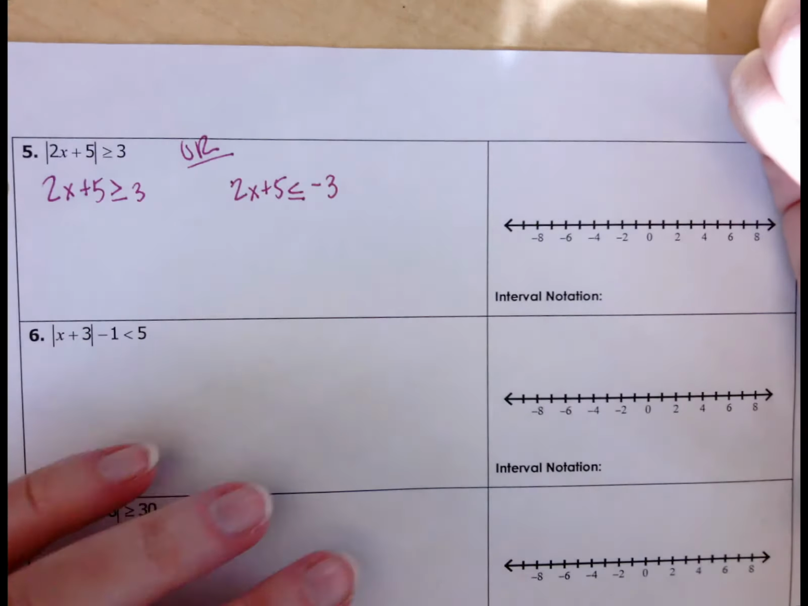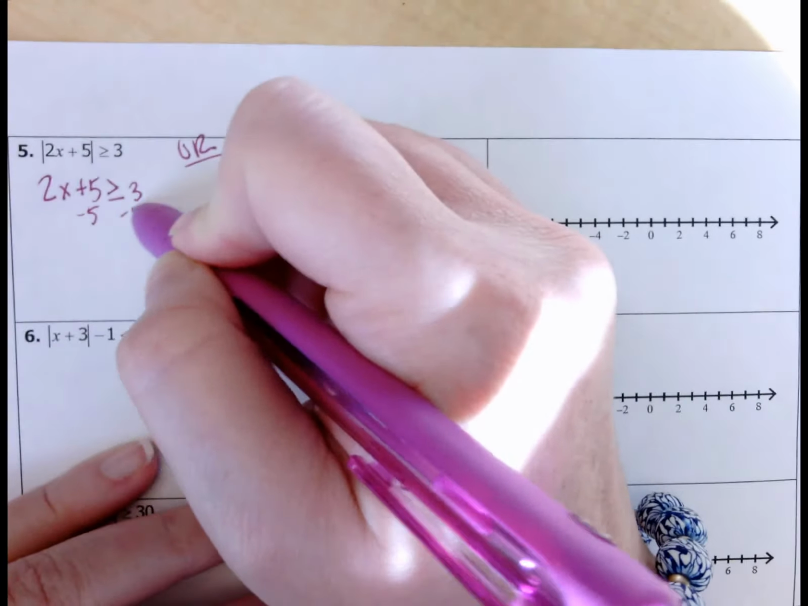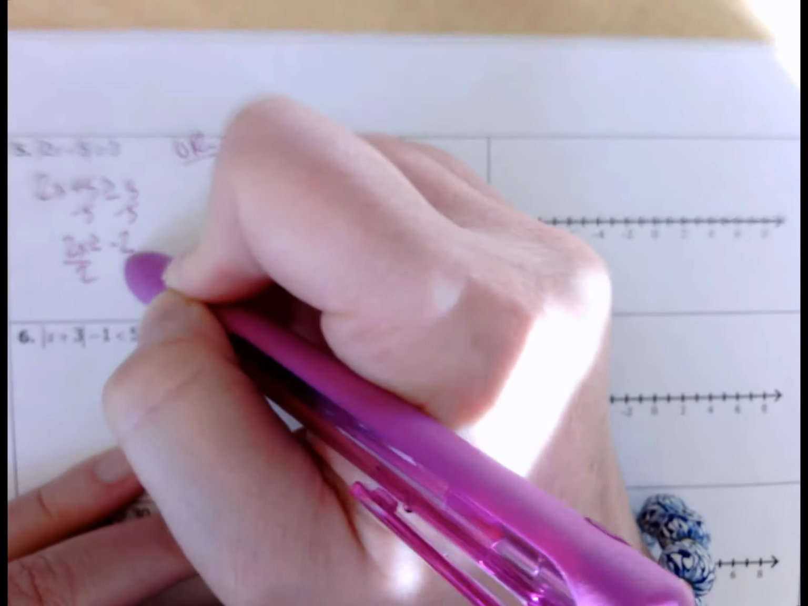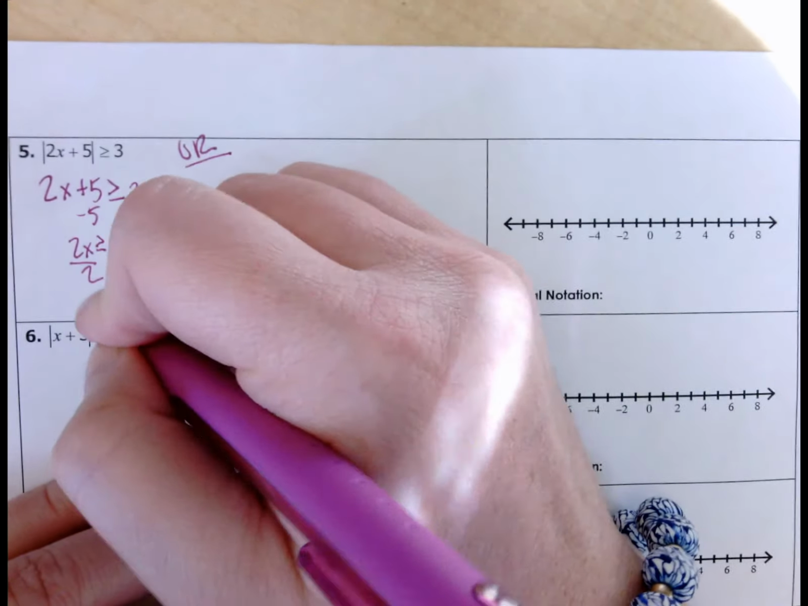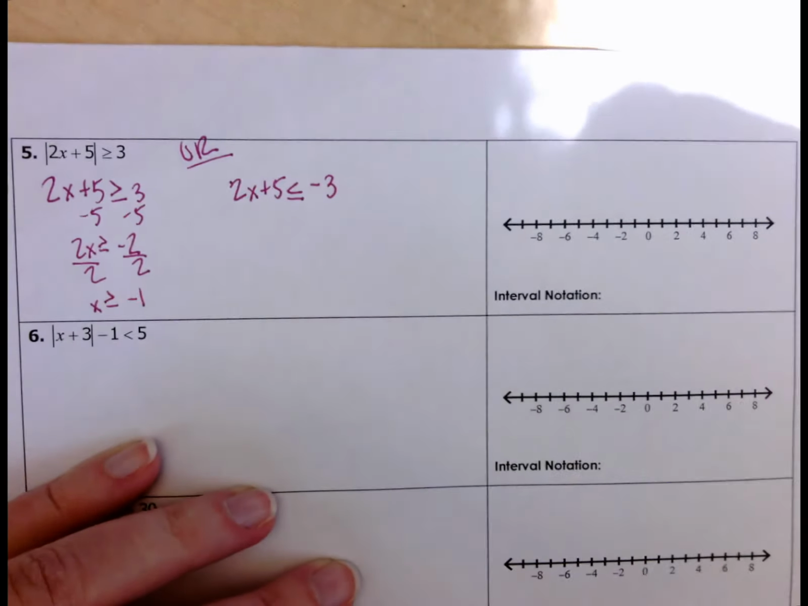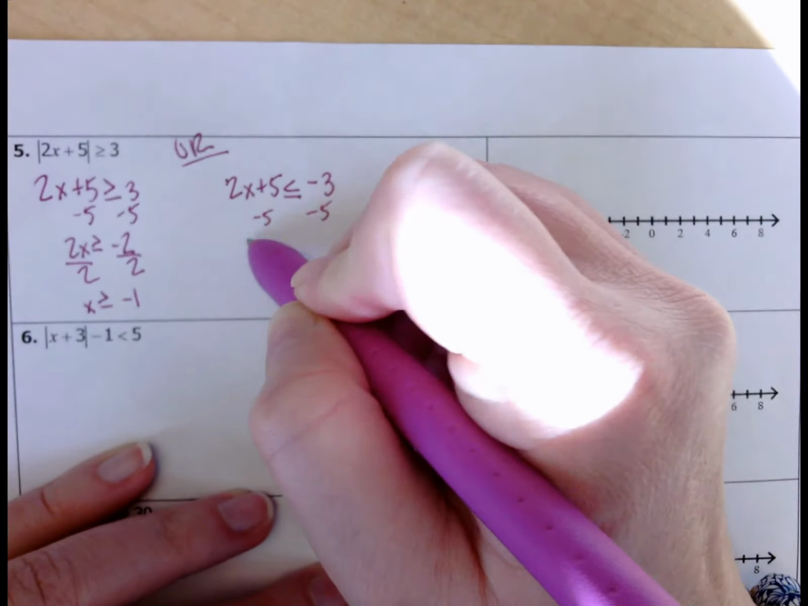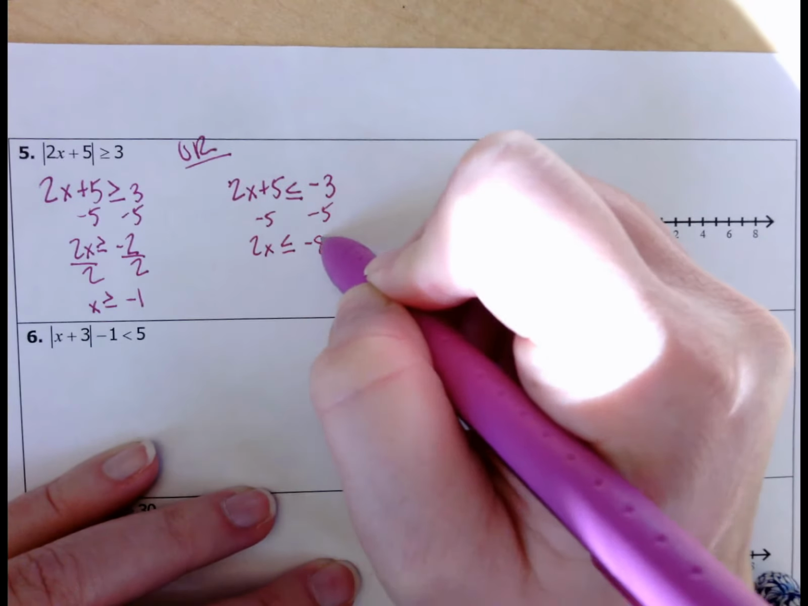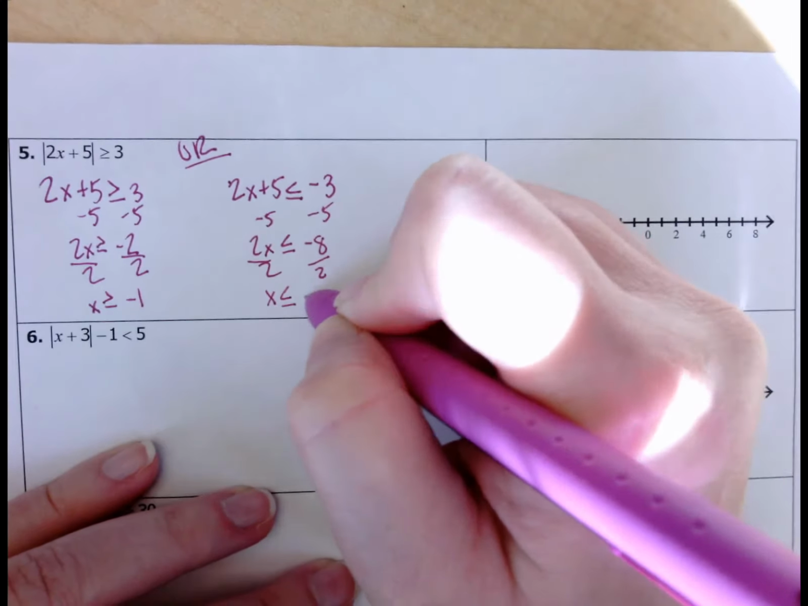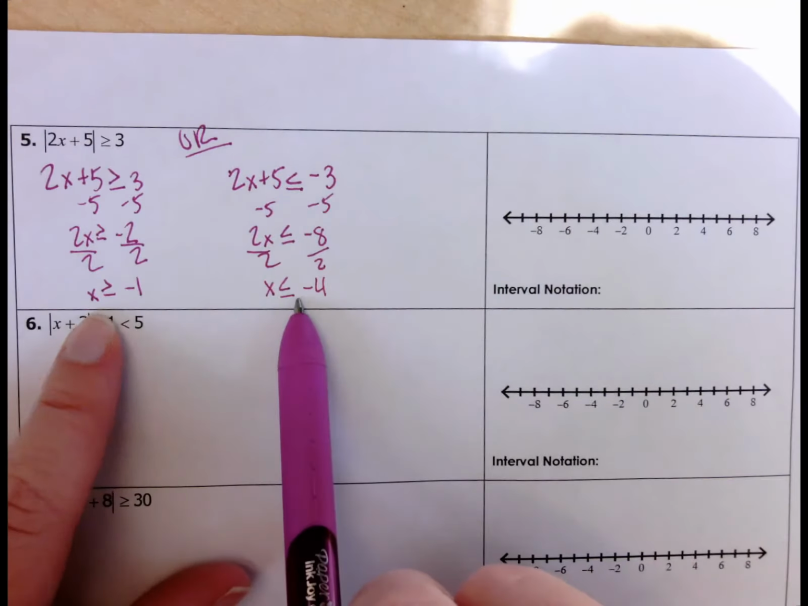Now our third step is to solve them both. So we solve them just like a regular equation. Remember, we subtract 5. We have 2x is greater than or equal to -2. We divide by 2. And x is greater than or equal to -1. Over here we'll do the same thing. We'll subtract 5. 2x is less than or equal to -8. Divide by 2, and x is less than or equal to -4. So we end up with this or this for our answers.